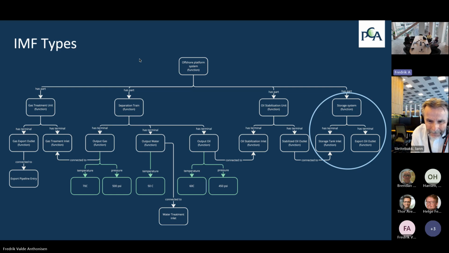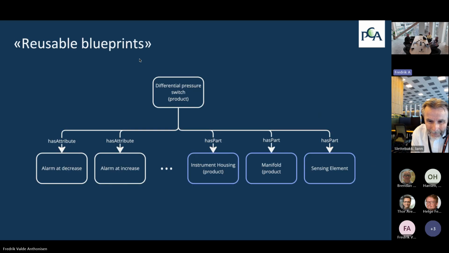But if we take a part out from the PCA library services in production today, we can look at an actual IMF type. As I've mentioned before, IMF types are, you could look at it as reusable blueprints. So if you think back to the Lego analogy I've used earlier, IMF types aren't the Lego blocks themselves, but it's a blueprint of what a Lego block should look like. So that is what an IMF type is, just in this context.